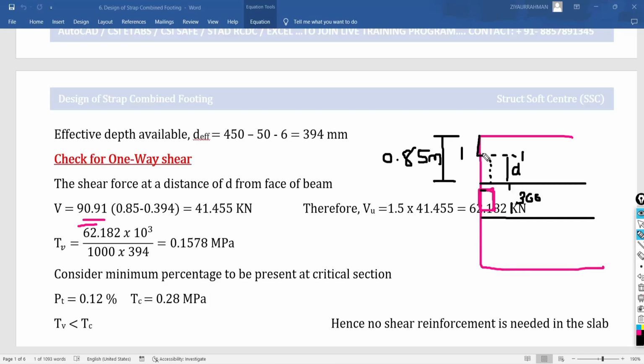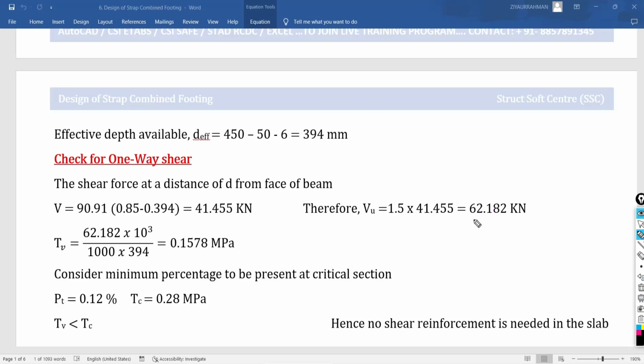So you are getting this remaining span. Actually, we have to do it for this remaining span. So for the remaining span, we are getting the shear force as 41.455 kilonewton. I just want to calculate the factored value. So we are getting the factored value as 62.182 kilonewton.